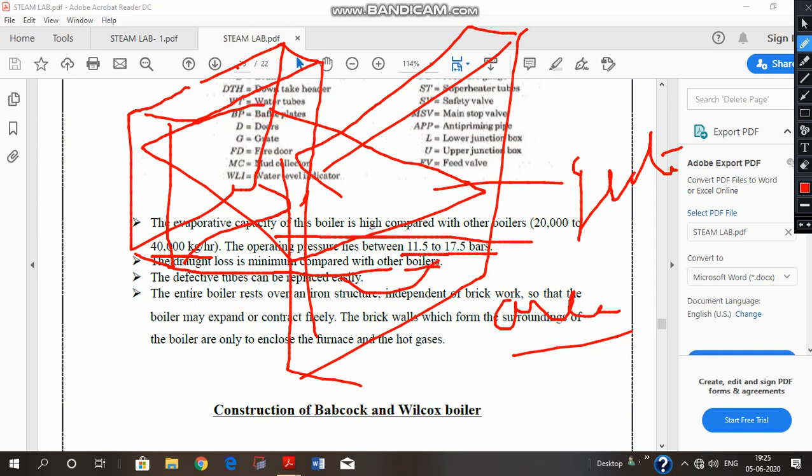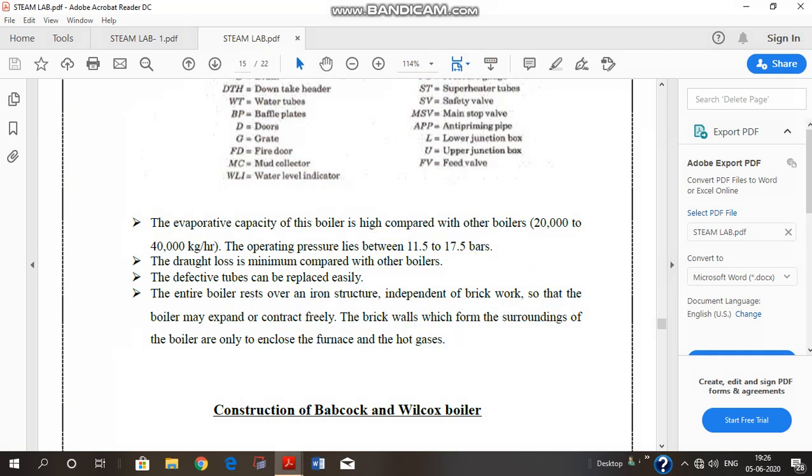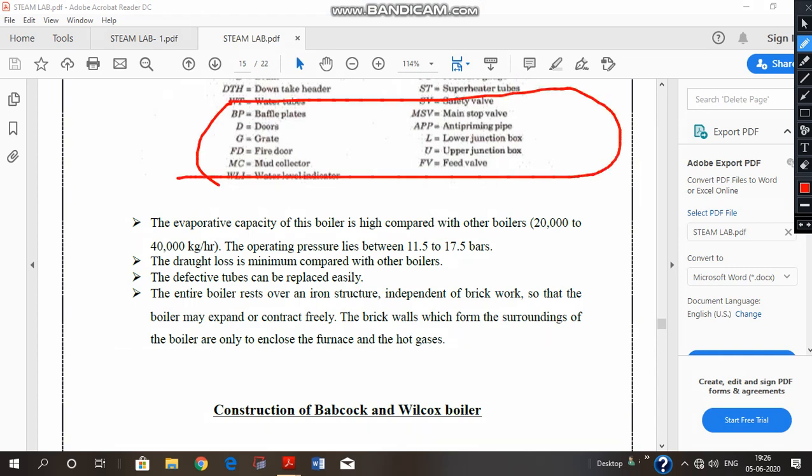Now the situation is that the entire boiler rests over an iron structure independent of the brickwork, so that the boiler may expand and contract freely. This we discussed about the grate area. Now the boiler body: the steam drum is also made up of ferrous materials, not only iron in pure form. And the tubes we already discussed, they are made up of alloy steels.